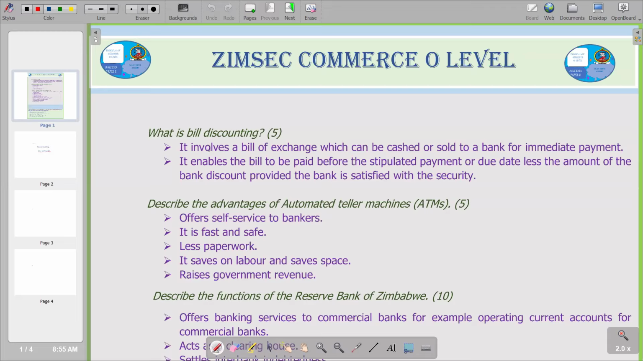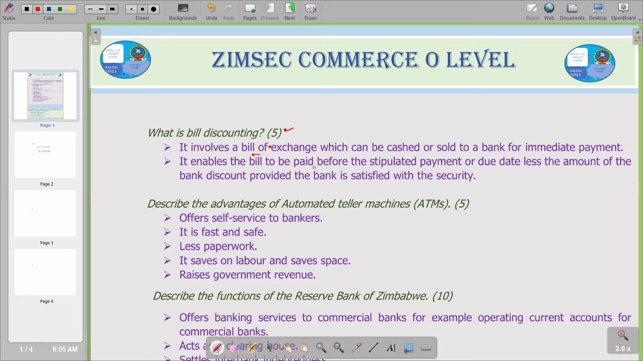Obviously, this question is asking us for the definition of bill discounting or a description of what exactly we mean by bill discounting. And we see that our question has got 5 marks. So we've got points that are explaining the meaning of bill discounting. The first point says it involves a bill of exchange. Like we are saying, a bill of exchange becomes a document that's facilitating the process of bill discounting. So the first point reads, it involves a bill of exchange which can be cashed or sold at a bank for immediate payment.